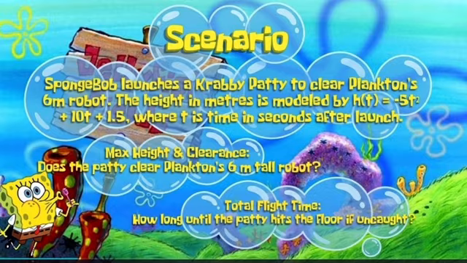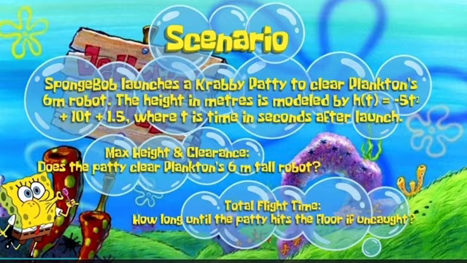So here's our scenario. Plankton has sent a 6-meter tall robot to crash the Krusty Krab and steal the secret formula. To stop him, SpongeBob uses his spatula to launch a Krabby Patty high over the robot, so Squidward can catch it in his order tray. The patty's height over time is modulated by the quadratic function h of t equals negative 5t squared plus 10t plus 1.5, where h is height in meters and t is time in seconds.